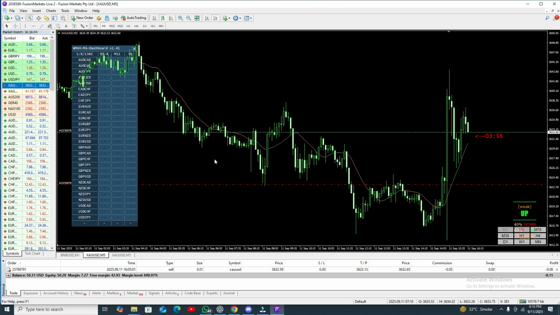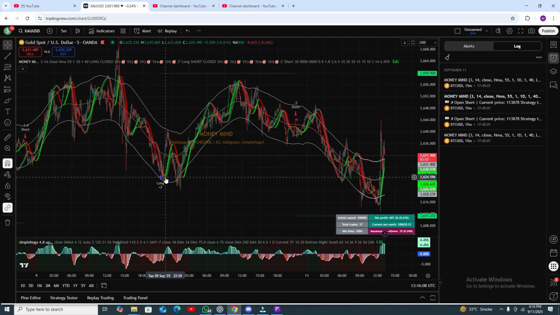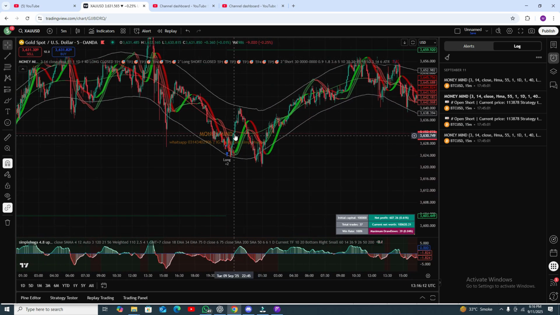Let me show you here. Go to the strategy here, you can see open your buy trade. Let me show you something here. Open your buy position, take profit 1. Open one more position, take profit 2 here. And open one more position, and so on.